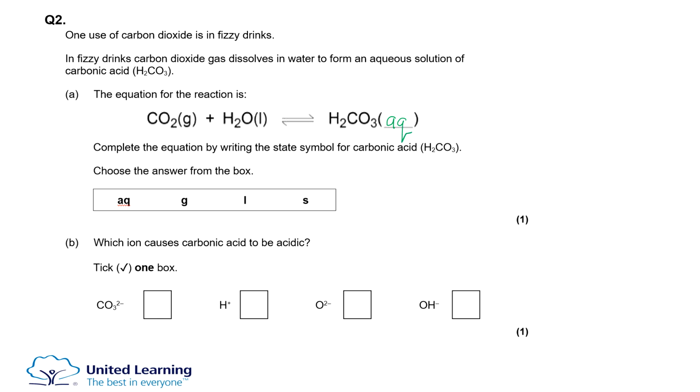Quite often on these types of questions, people will miss the direction in the question, and sometimes it can cost you marks. Part B, which ion causes carbonic acid to be acidic, and this draws on the year 10 knowledge of acids and alkalis when you studied neutralisation, and hopefully by now you should be able to distinguish that an acid always has H plus ions and an alkali has OH negative ions.